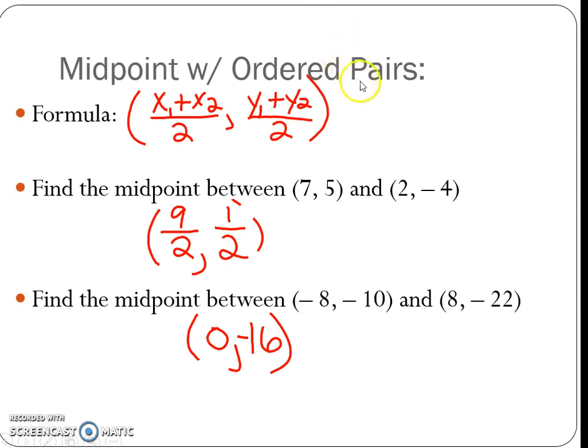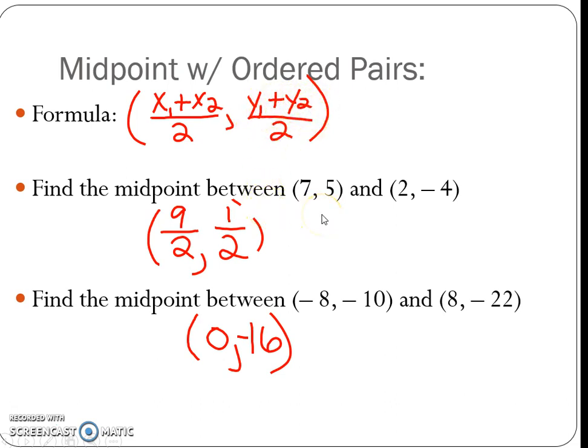So midpoint with ordered pairs. This is the formula when you have 2 ordered pairs, how to find the midpoint. This is the coordinate x and y. So please write down the formula. x1 plus x2 divided by 2, so halfway between x points. And then y1 plus y2 divided by 2, halfway between y.